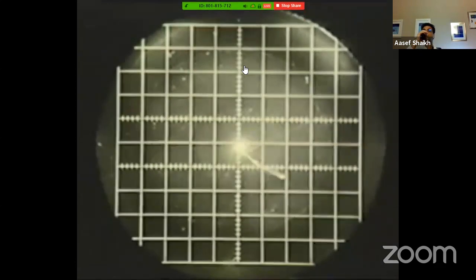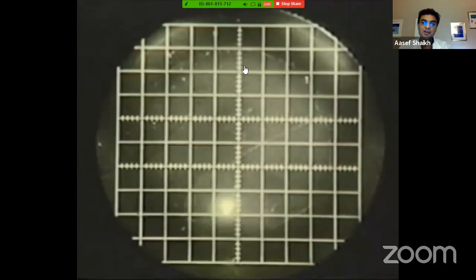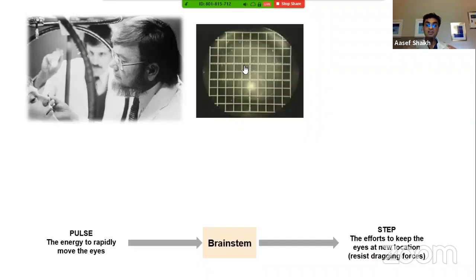If you had noticed in this video, whenever the eyes go down, it buzzes larger. When the eye goes up, it buzzes less. That means there is a conversion from pulse to step every time the eyes go down. And indeed, this cell was recorded from the monkey's midbrain, where our conversion happens for the vertical eye movements. In the medulla, we have it for the horizontal eye movements.